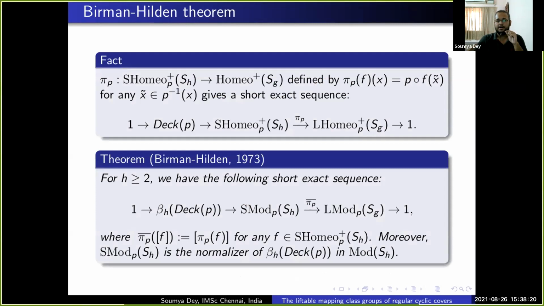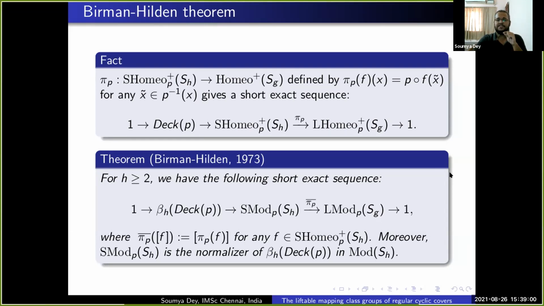So let me come to the relation that I was talking about. We have these two homeomorphism subgroups, SHomeo+(P) and LHomeo+(P). We have a short exact sequence which connects these two. Namely, we have a map pi_p, defined by the formula pi_p(f)(x) = p composed with f on x tilde, where x tilde is an element in the fiber of x. This is a homomorphism of groups, and the deck transformation group is the kernel.